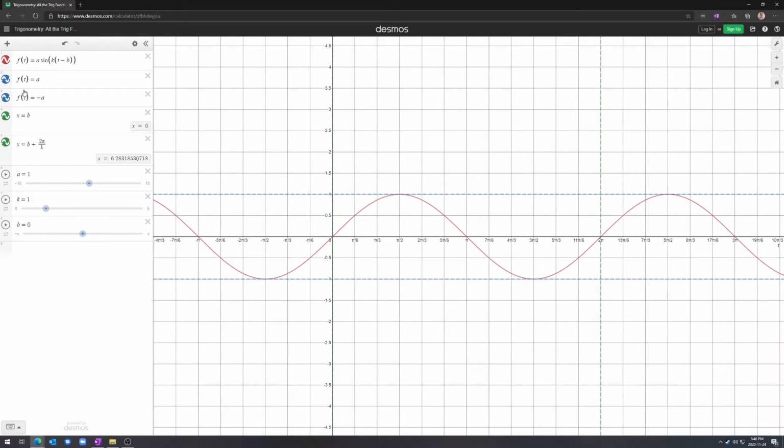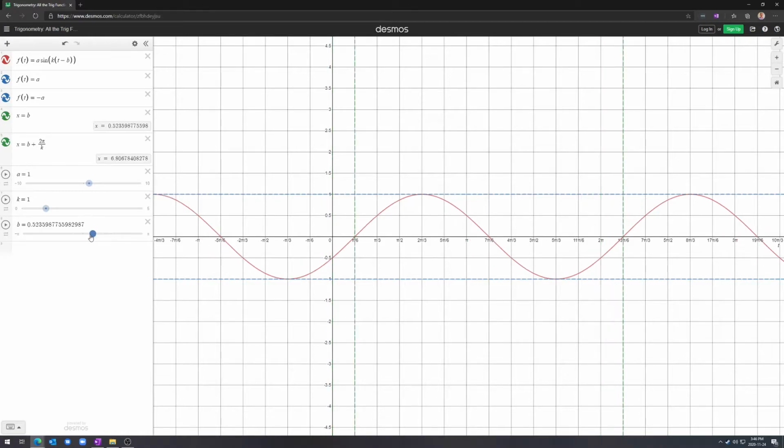Now the phase shift, I've got this set up as t minus b. If I start increasing b, I'm going up right now by increments of pi over 6. Pi over 6 is not a nice number, 0.523. You can see my graph has moved to the right pi over 6. That's a phase shift. But my function right now is actually sine of t minus pi over 6. So that's a little bit peculiar. You have to remember that that is shifting it to the right, t minus pi over 6.